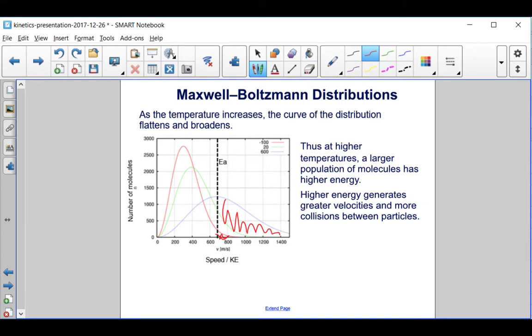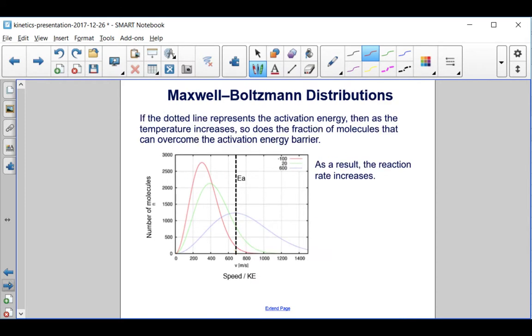So higher energy generates greater velocities. So the higher the energy, the faster the molecules are moving, and the more collisions between those particles. All right. So again, if the dotted line represents the activation energy, then as the temperature increases, so does the fraction of molecules that can overcome the activation energy barrier. The more molecules that can overcome the activation energy barrier, the faster the rate of the reaction.